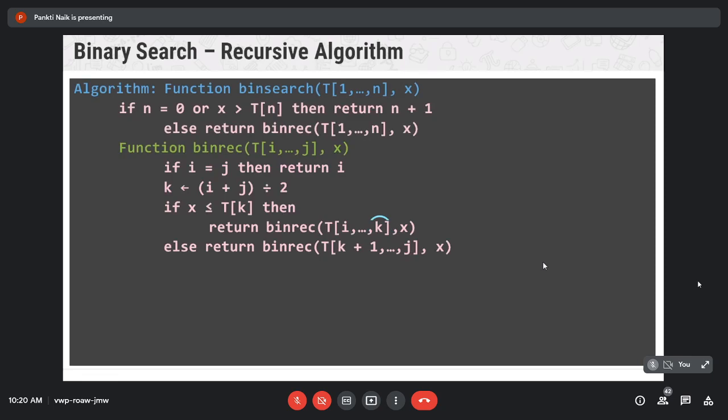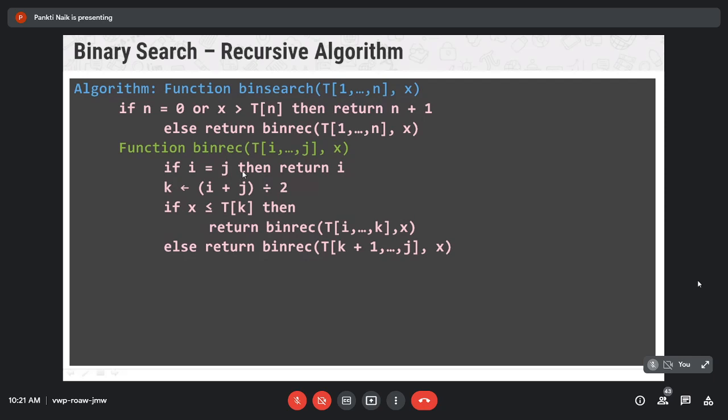Now let us understand the recursive algorithm, right? Same function, binary search. Inputs are the array and key value, right? Now if n is equal to 0 or x is less than t1, then return n plus 1. If there are no elements in your array and if the requested key value is not present in the array, then return n plus 1. Else return binary recursive t1 to n of x, right? So this is the function for recursive binary search, right?